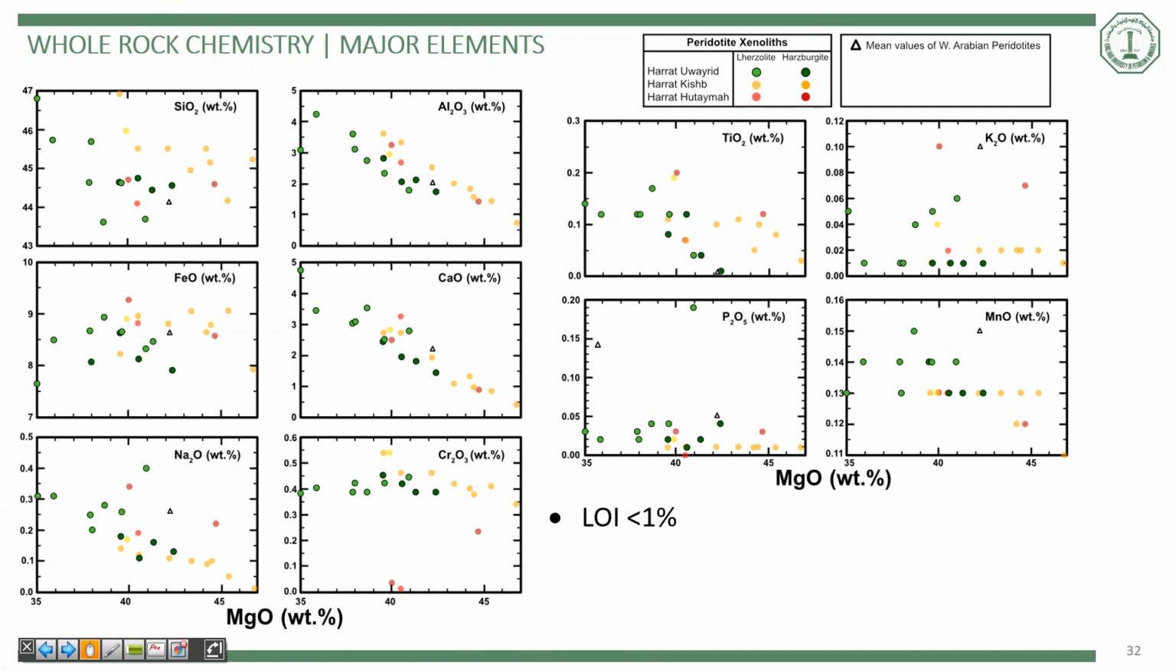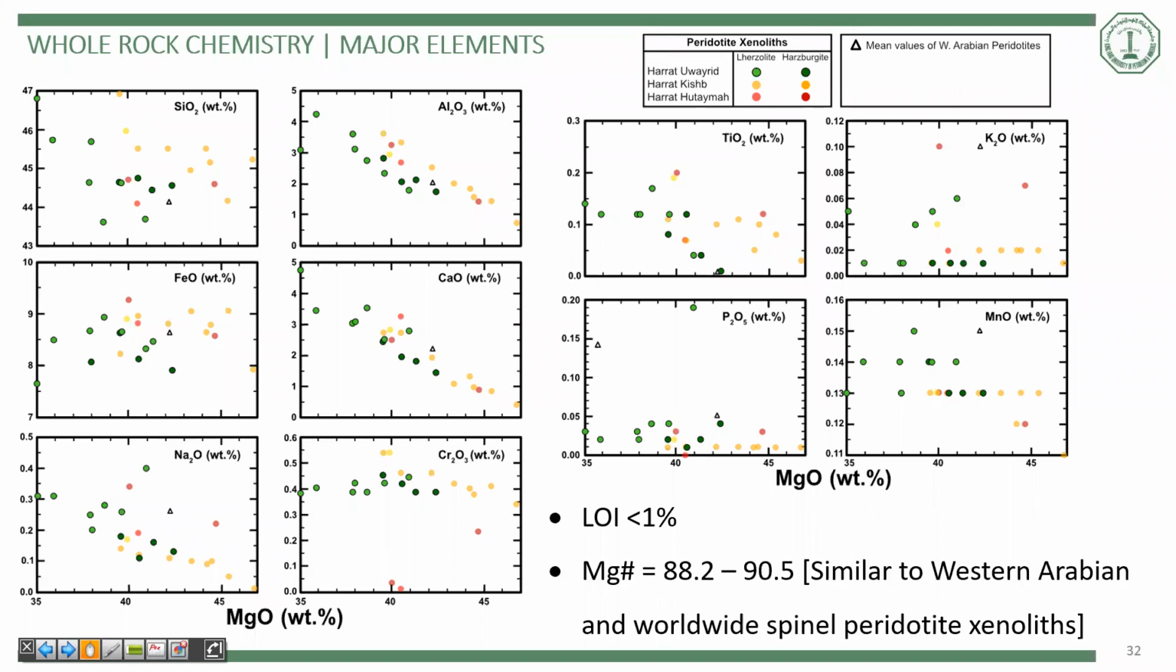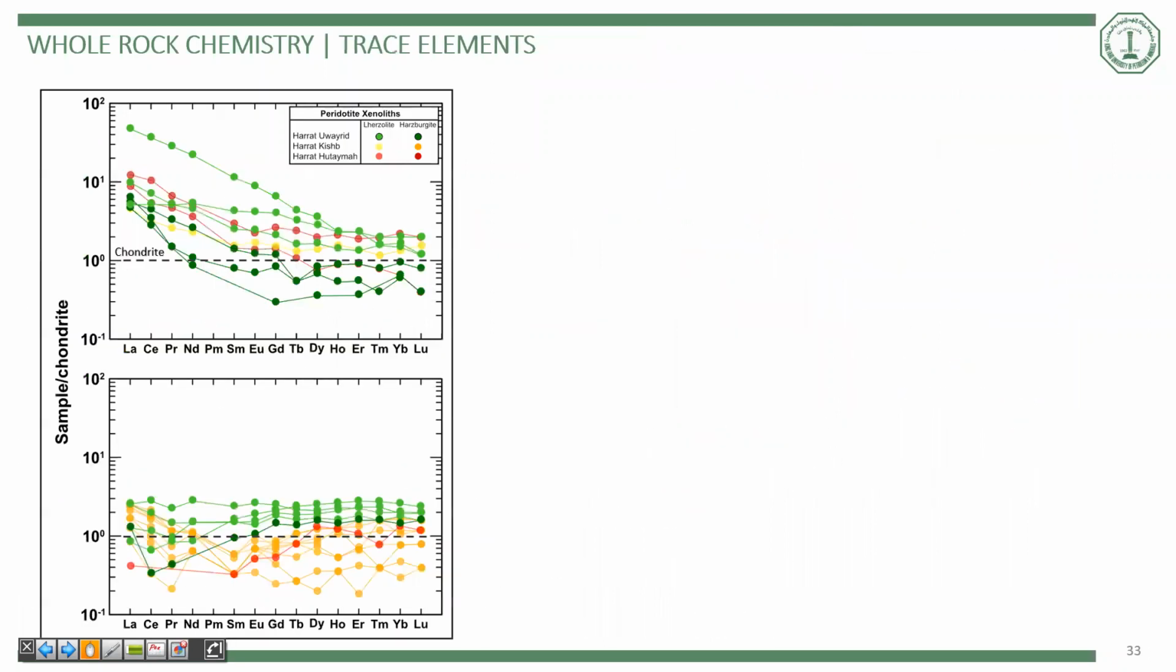Scott mentioned, to other peridotites such as the abyssal peridotites in the ocean. Magnesium numbers, which is the ratio between the magnesium oxide and iron oxide, which is also a parameter for partial melting of the mantle, range from 88.2 to 90.5, which is similar to Western Arabia and worldwide spinel peridotite xenoliths. And yes, we'll skip it.